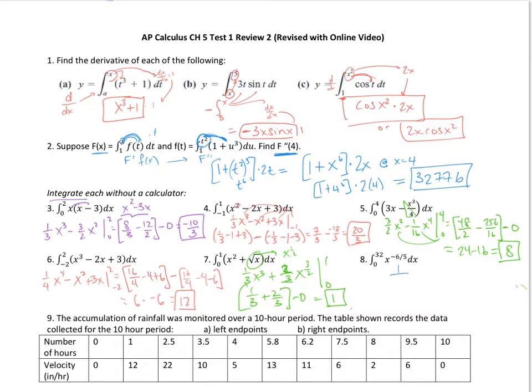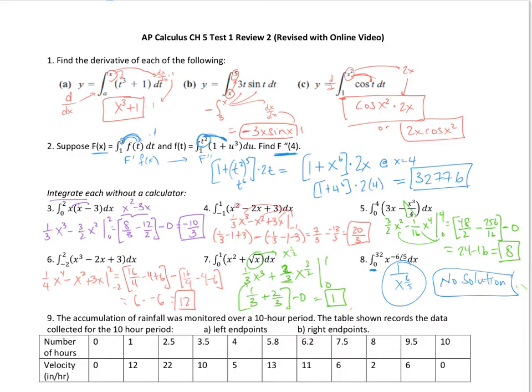If I change this, this is 1 over x to the 6/5. If I put 0 in here, what happens? I get 1 over 0, undefined, can't do it. So I can't integrate it since it doesn't work at 0. It's not continuous at 0. So this is not continuous at 0, so the whole thing does not work, so no solution.